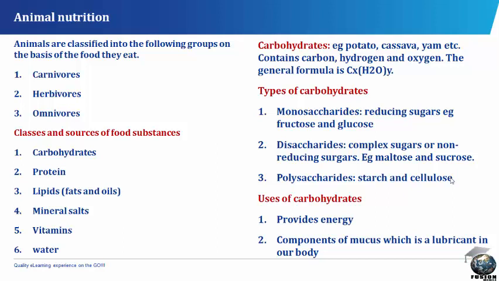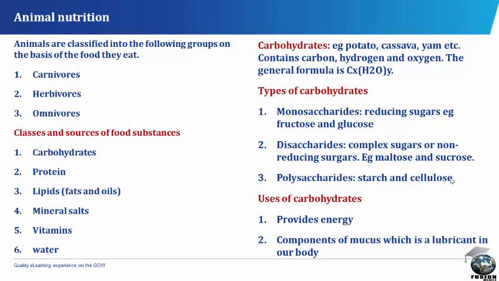The classes and sources of food substances are divided into 6 groups. 1. Carbohydrates. 2. Protein. 3. Lipids or fats and oil. 4. Mineral salts. 5. Vitamins. 6. Water. Carbohydrates is a class which is responsible for energy.